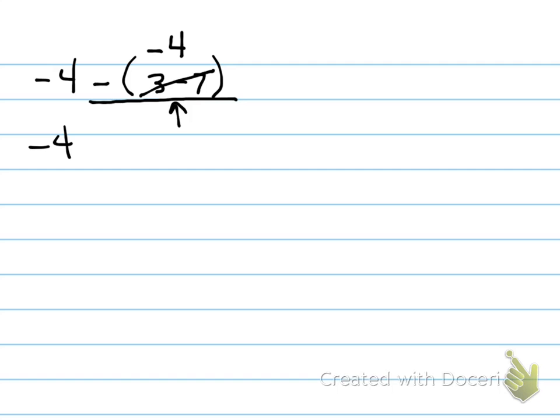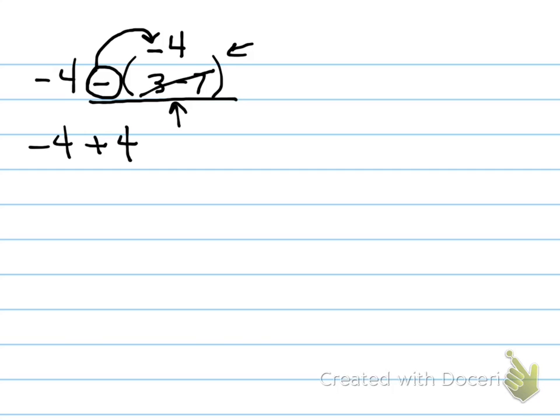Good. Is there an exponent on the parentheses? No. Is there a coefficient? Yes. So that negative times that negative is going to become a positive what? 4, because the negative can change the sign, but it won't change the number, right?